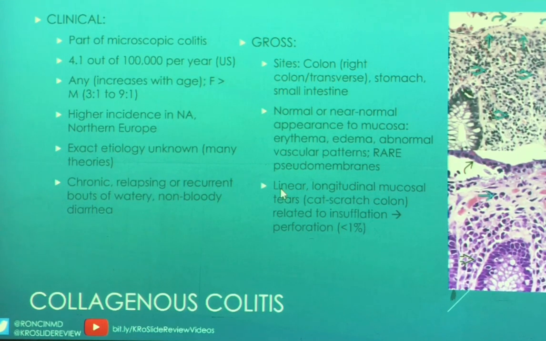The other thing that you can see is what is known as cat scratch colon, where they have these very long longitudinal mucosal tears. And this is actually related to insufflation. Insufflation is when they use air to blow up the colon like a balloon, essentially, when they're doing the endoscopy. But because you have these tears and it's related to blowing up the colon, this can lead to perforation in a small percentage of patients.